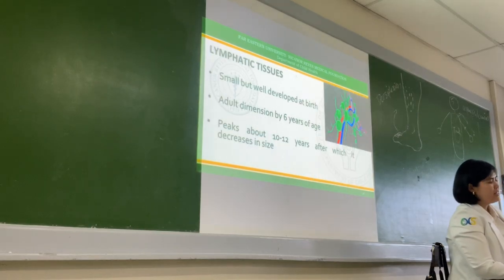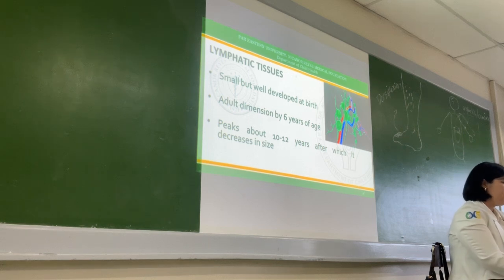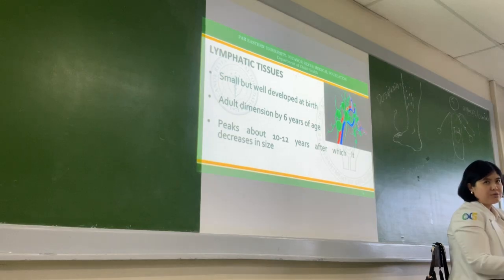Now, lymphatic tissues are small but are already well developed at birth. The adult dimension, surprisingly, is reached by 6 years of age. Adult size naman siya. And then it peaks for about 10 to 12 years and then it gets smaller. Hindi siya nawawala. It just gets smaller as you get older.